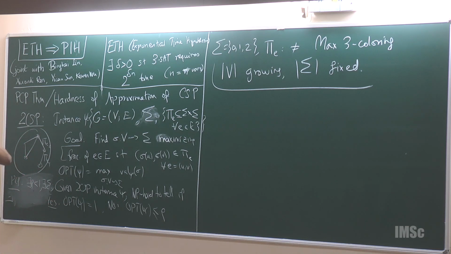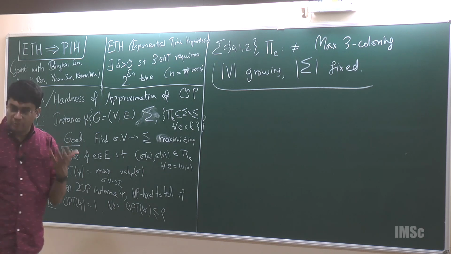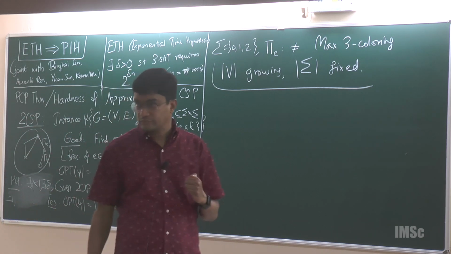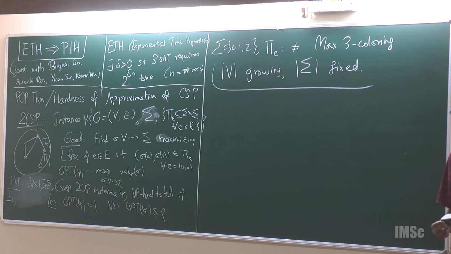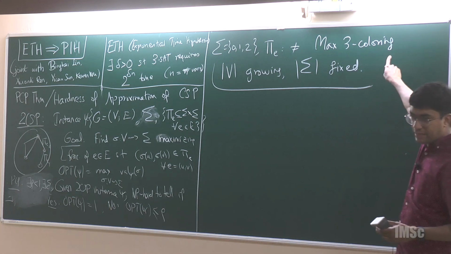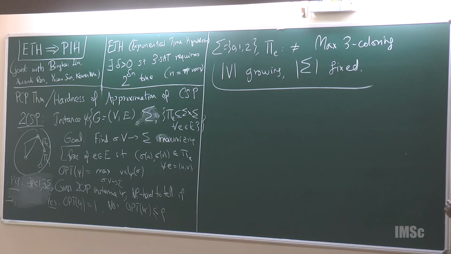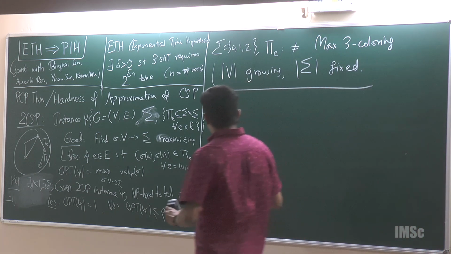Only reason 2 doesn't work is that 2 SAT is an easy problem. So if you have arity 2 over Boolean, you can decide it. Of course then it's not NP hard. But with 3, immediately you get max 3 coloring, this is hard. Okay, so parameterized.